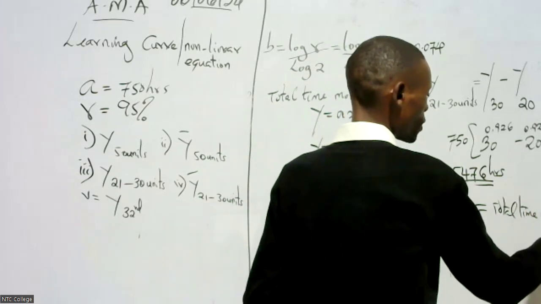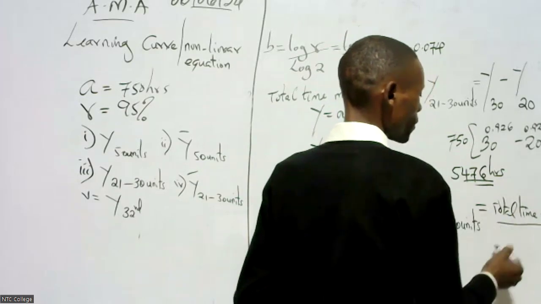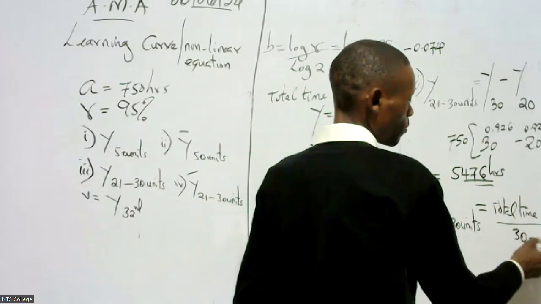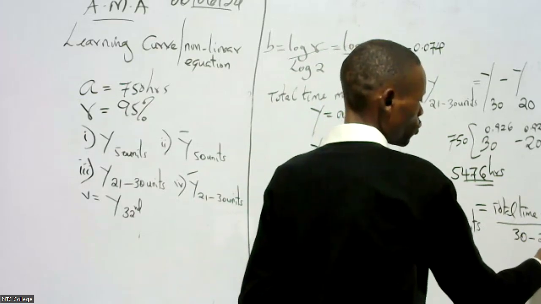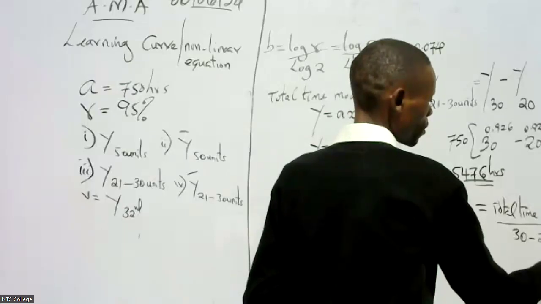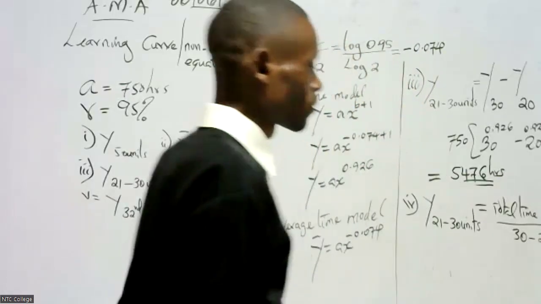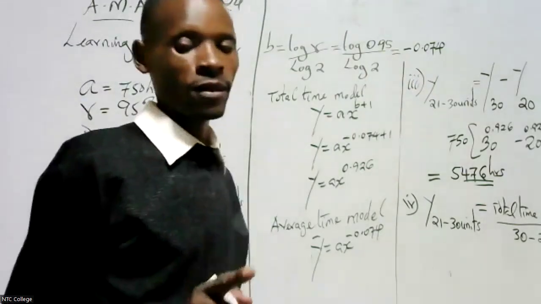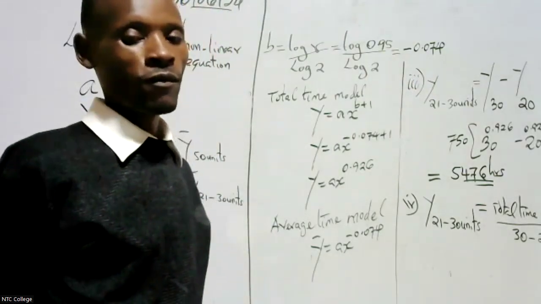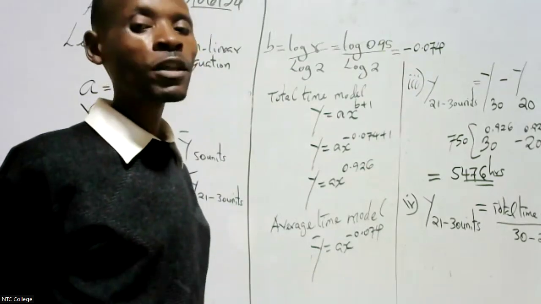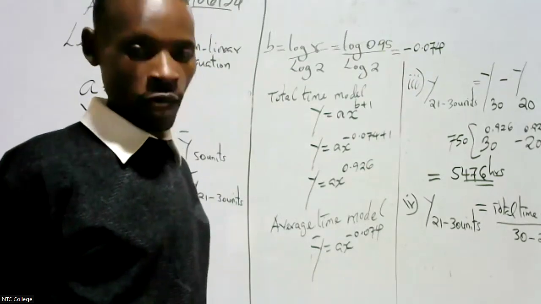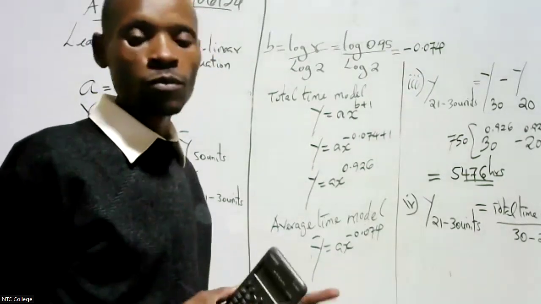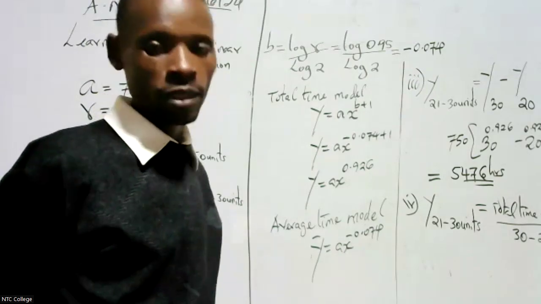(21 to 30) divided by the difference, which is 30 minus 20 units. Is that point clear? You can only use the average time formula where you have lump sum units.